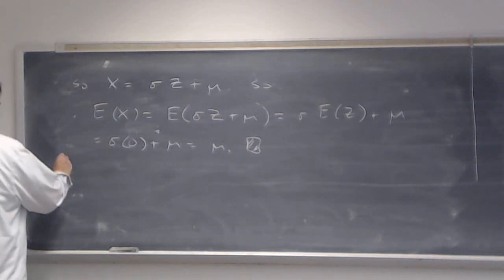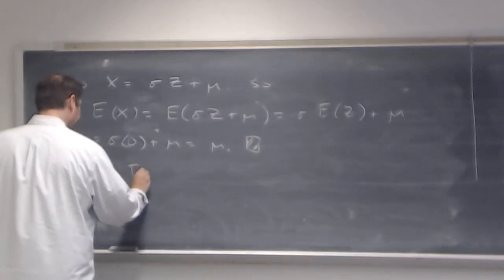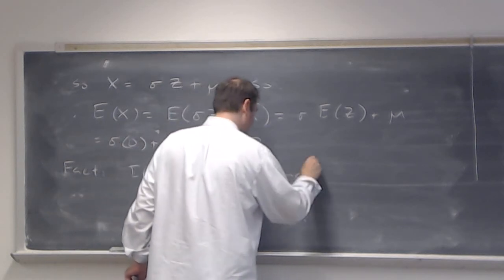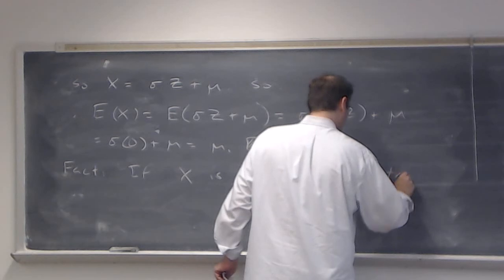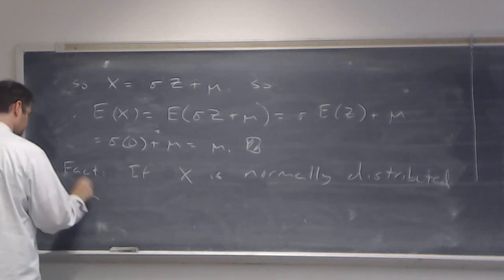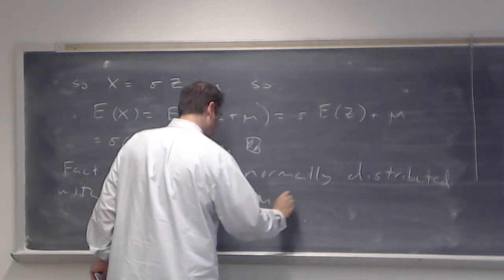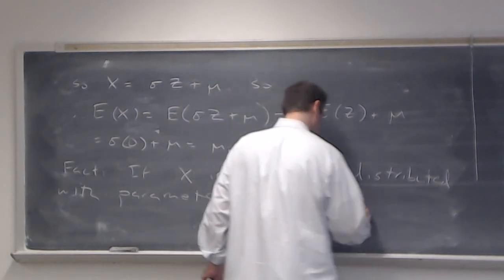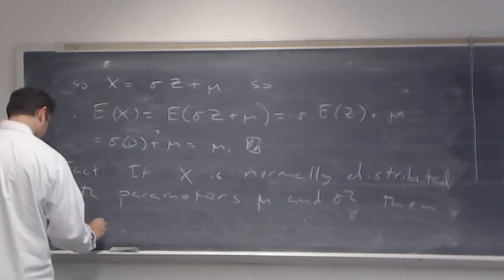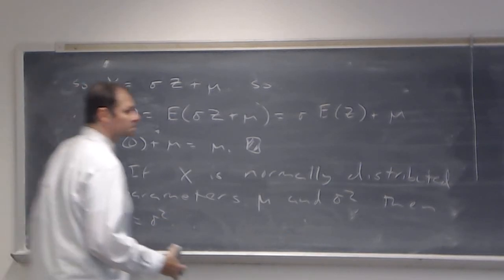Only one more thing that I want to do. That's this fact: if X is normally distributed with parameters mu and sigma squared, then the variance of X is equal to sigma squared. Let's prove that.